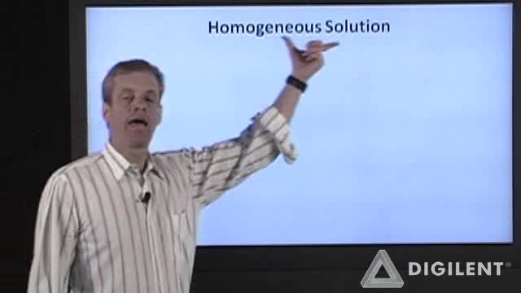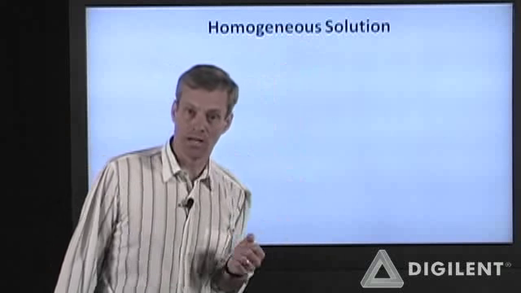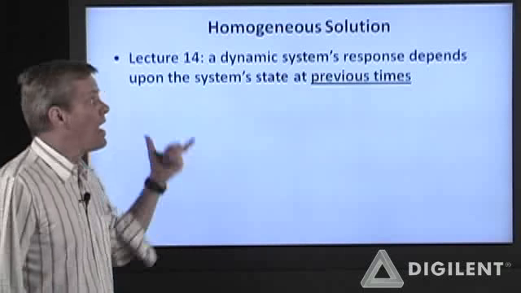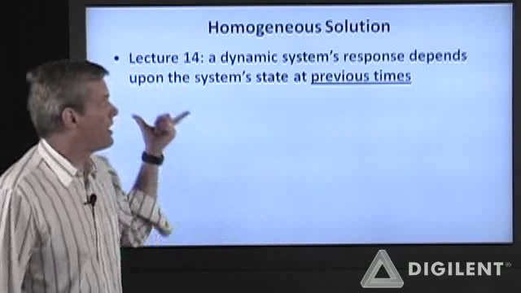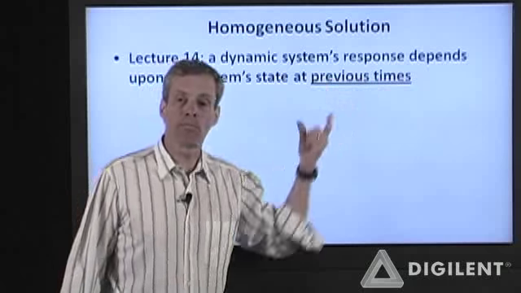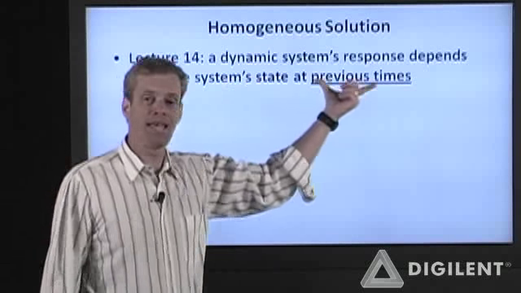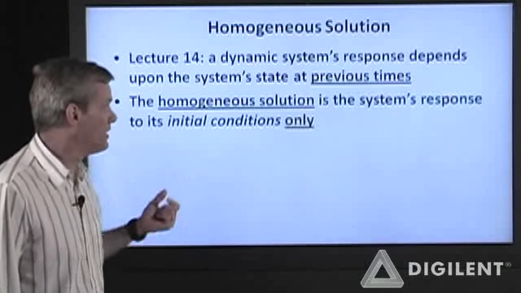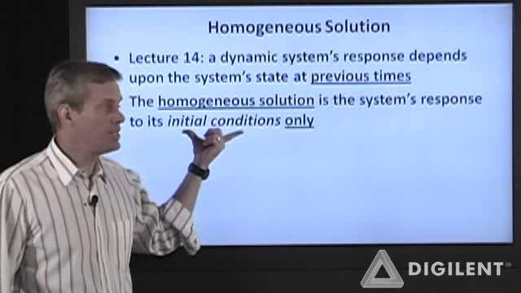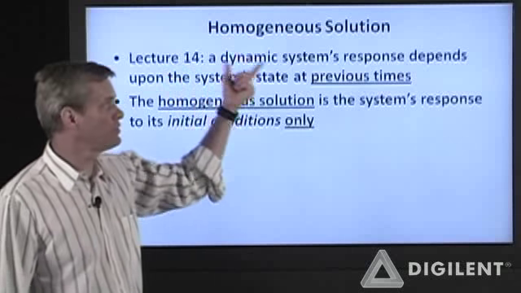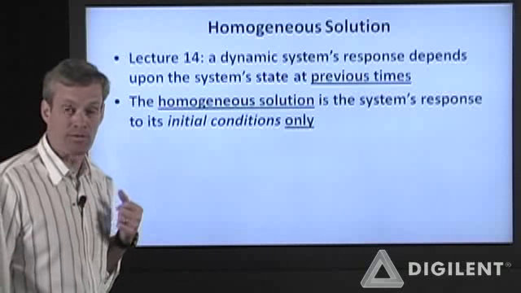Let's take a quick look at the homogeneous solution and a few concepts that will be important to us relative to this. In lecture 14, I said that a dynamic system's response depends upon the system's state at previous times. The initial condition contains the state at some previous time. The homogeneous solution is the system's response to those initial conditions. It contains the part of the solution that is due to this system's state at previous times.